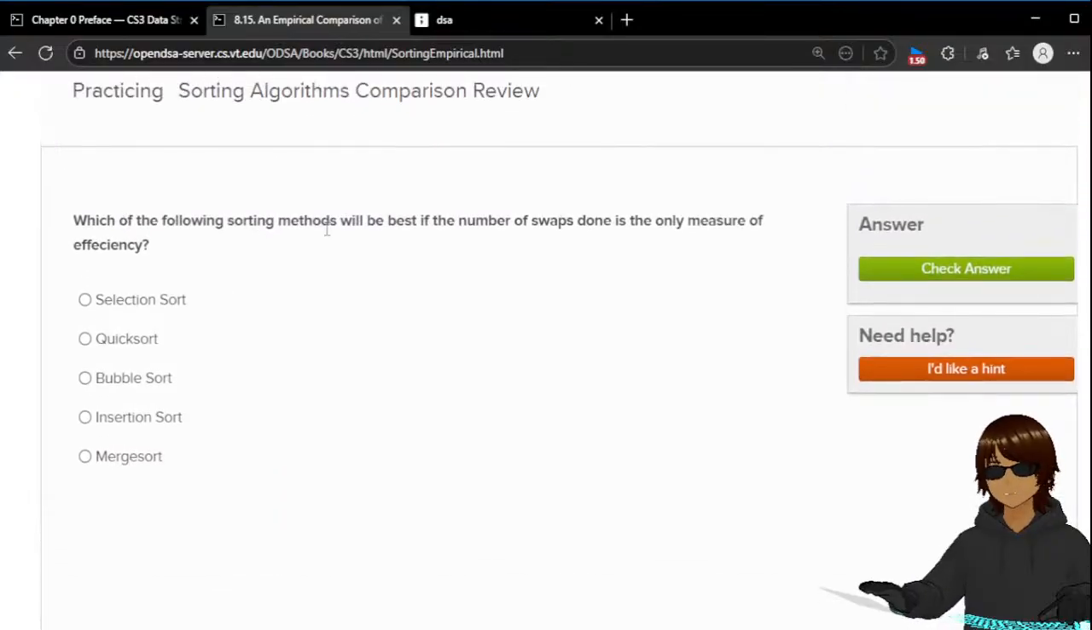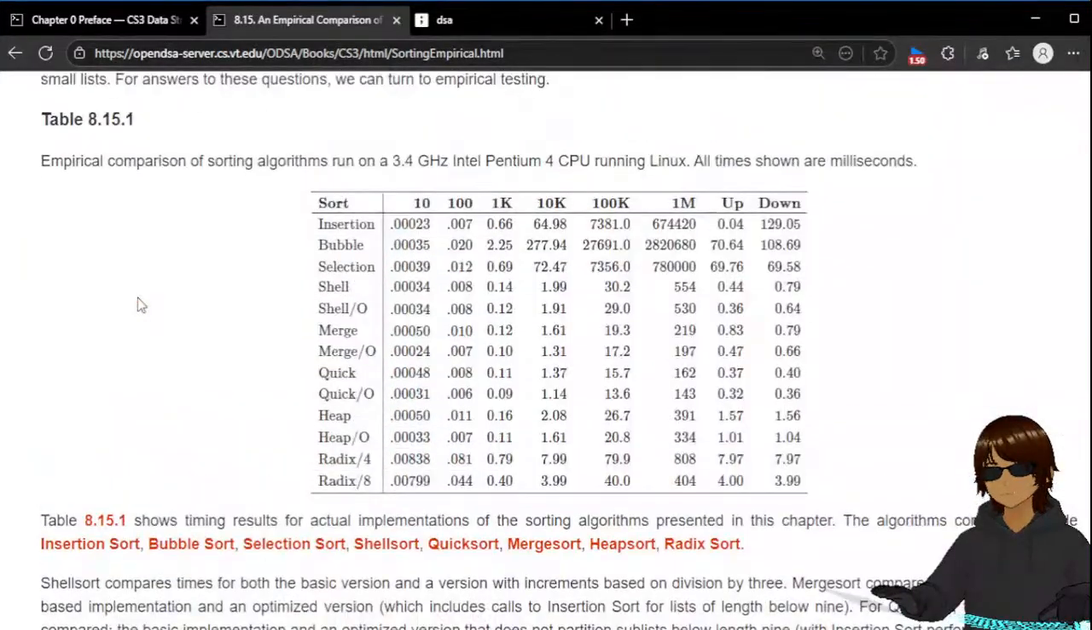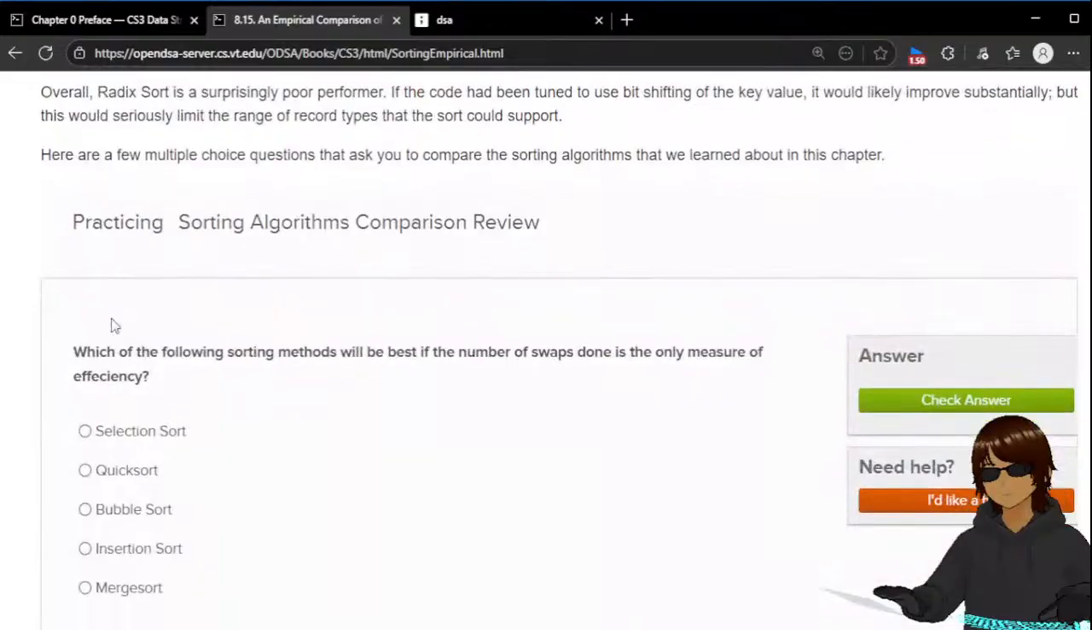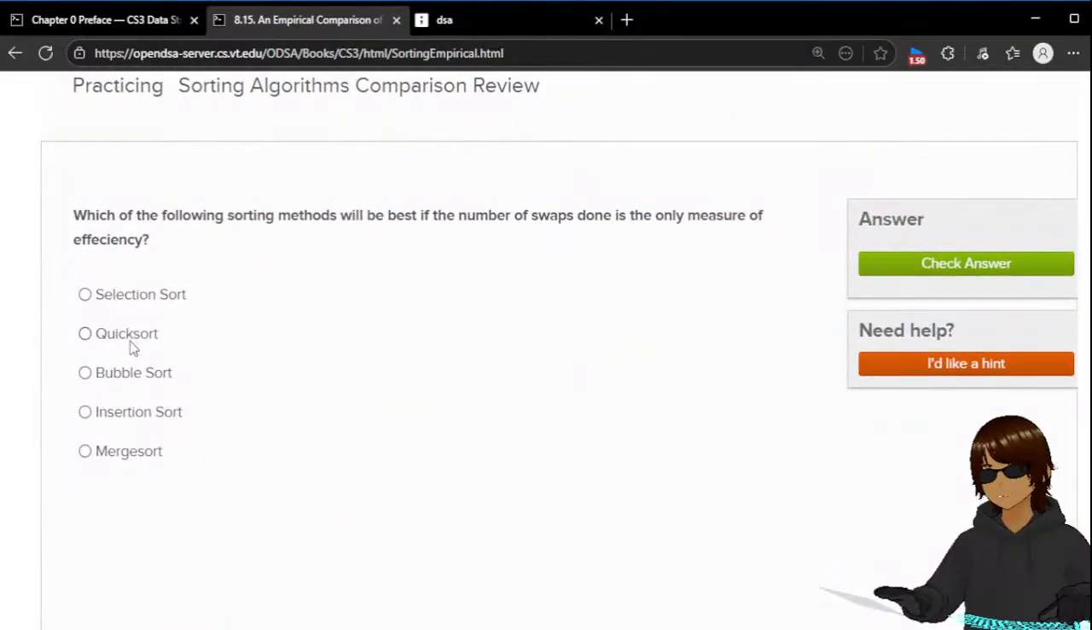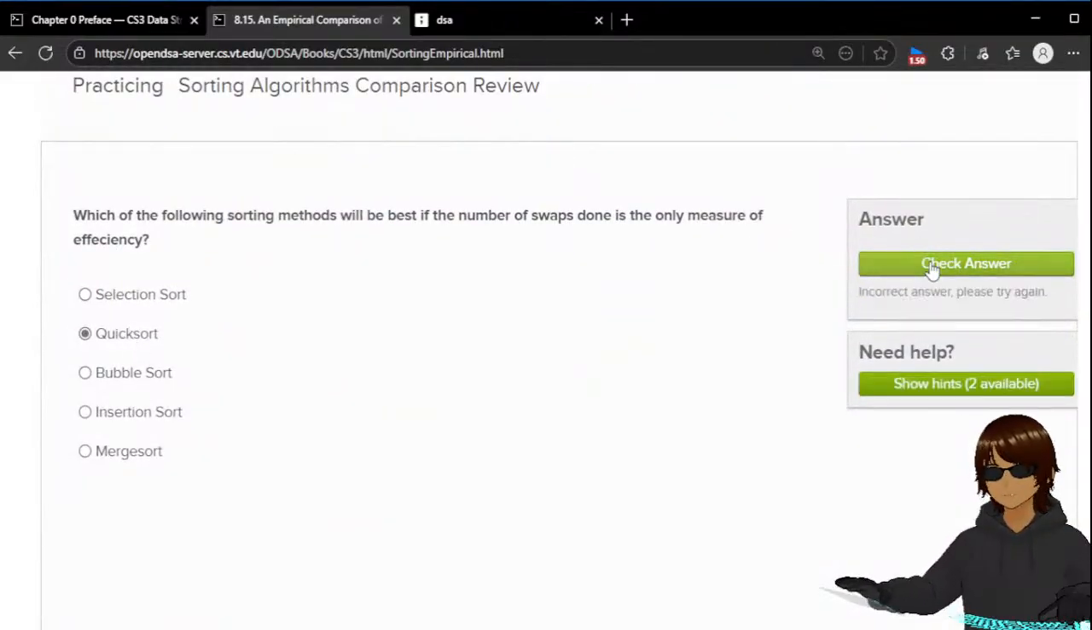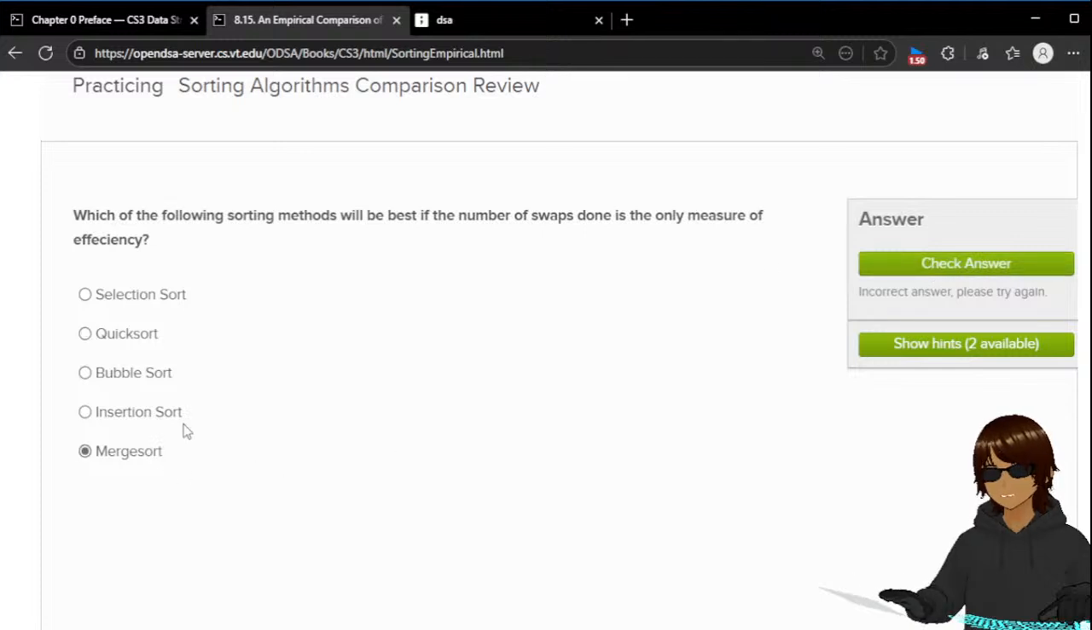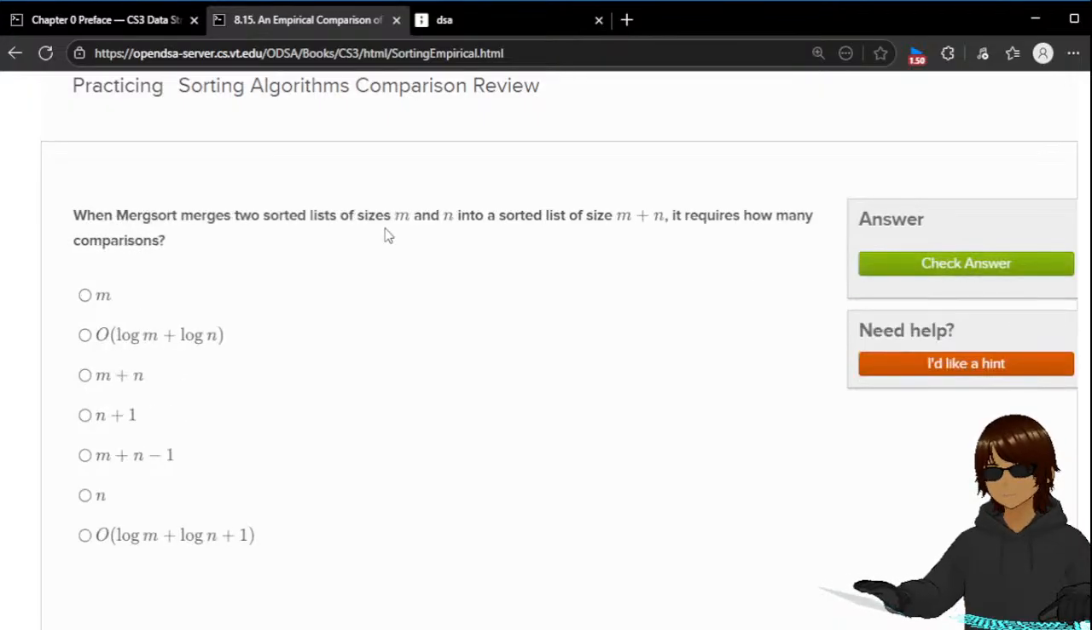Which of the following sorting methods will be best if the number of sorts done is the only measure of efficiency? I don't know actually. Quicksort maybe? Nope. Merge? No. Selection? Yep.